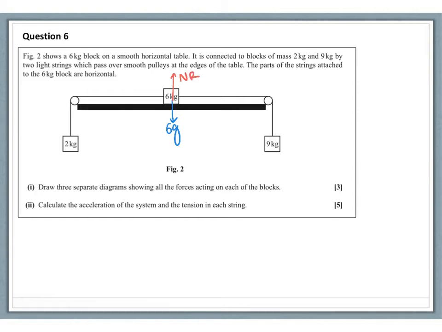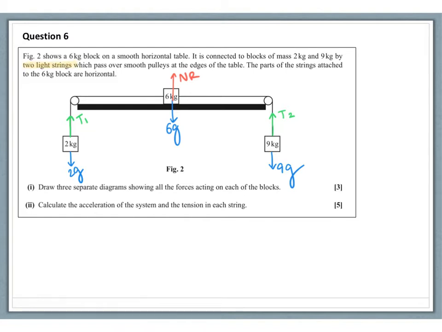We're connected to 2 blocks of mass 2 kilograms and 9 kilograms. So let's draw in the weights, the 2 kilogram block 2g, the 9 kilogram block 9g. And we have tensions in the string. So we have a tension like that, which I'll call T1, and a tension like that, which I'll call T2. These are 2 different strings.